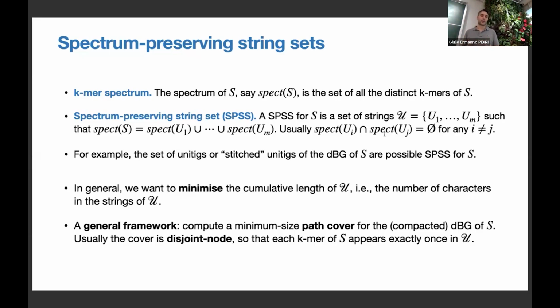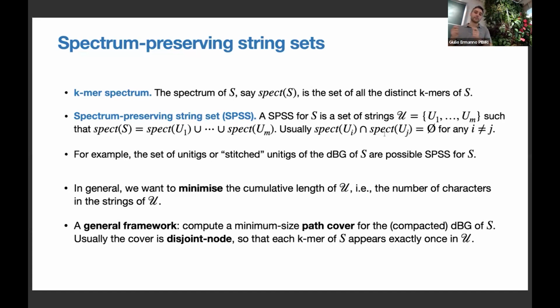So several solutions were proposed in the literature, and essentially all of them follow this general framework that I have described with just two sentences. They first compute the compacted de Bruijn graph, okay? And then they compute a minimum size path cover, as we said before, okay? So all approaches are variations or incarnations of this general framework.